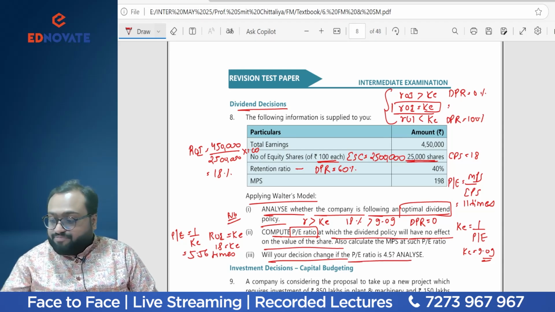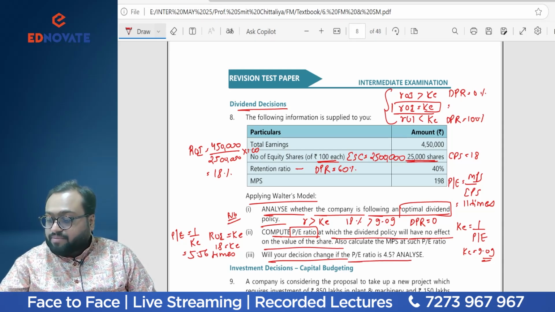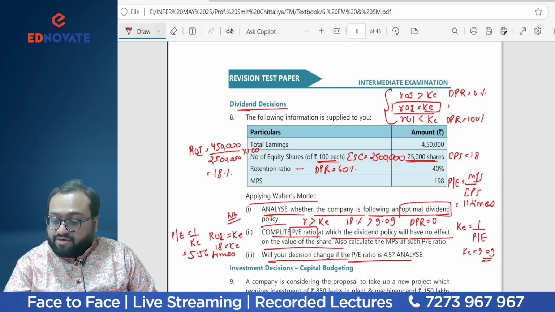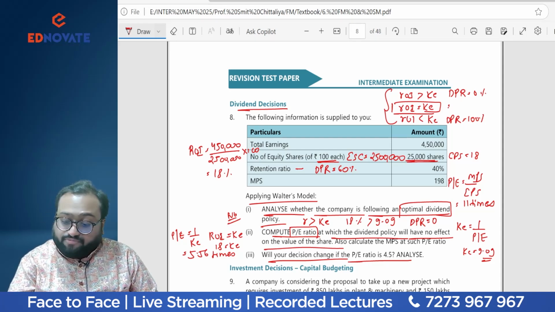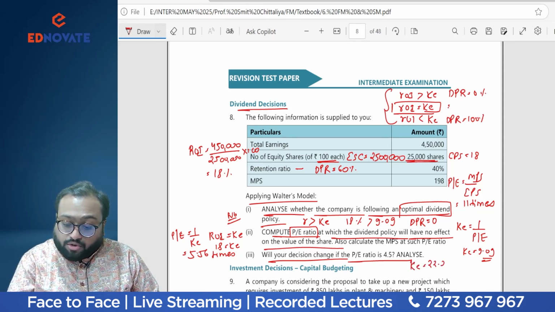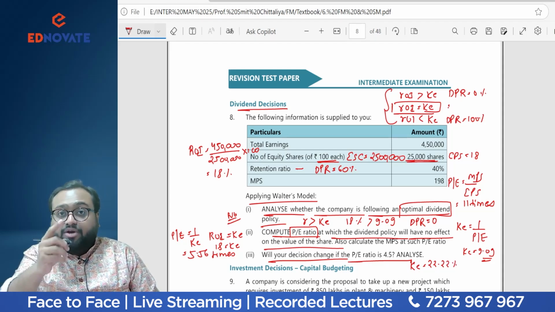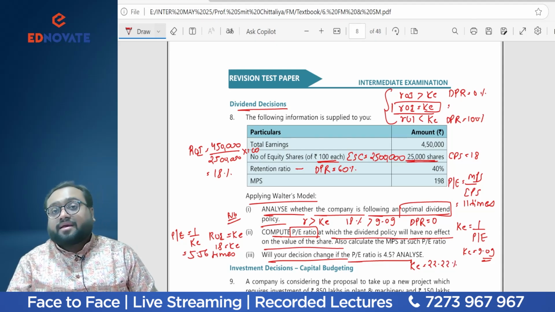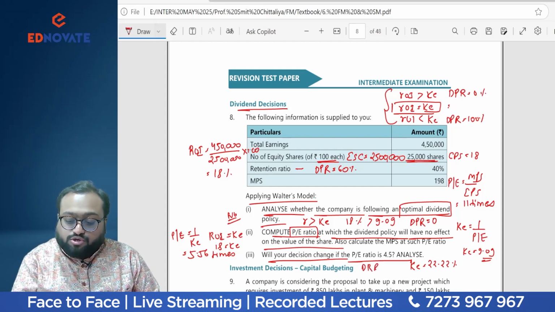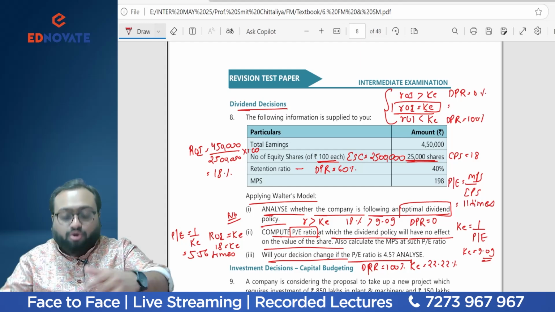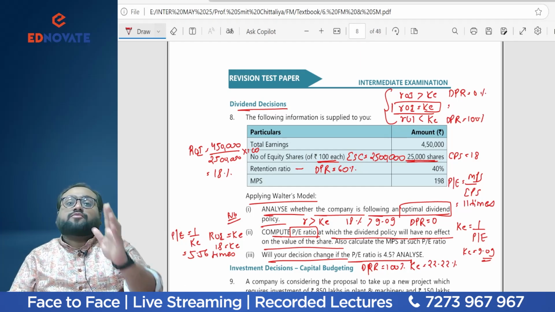Third, will your decision change if P/E is 4.5? Analysis. If P/E is 4.5, my KE will be 1 divided by 4.5. My KE will be 22.22%, and if my KE is 22.22%, boss, my KE is greater than ROI. My ROI is less than KE. Here the dividend payout ratio should be 100%. The company should not retain anything. All should be distributed in form of dividends as per Walter's model.